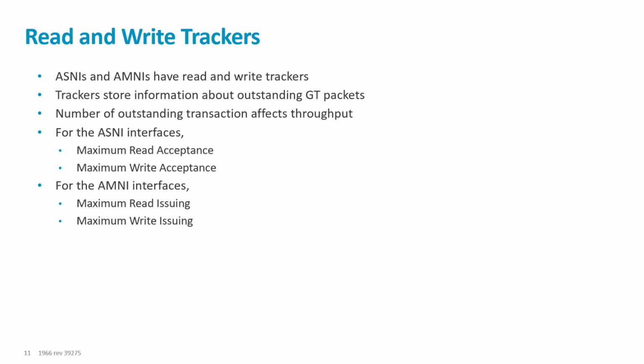Our ASNIs and AMNIs have read and write trackers. These trackers store information about any outstanding GT packets that the endpoint has not finished servicing. The number of outstanding transactions that the endpoint can track affects its throughput because the endpoint can only service the transactions that it has resources to track.